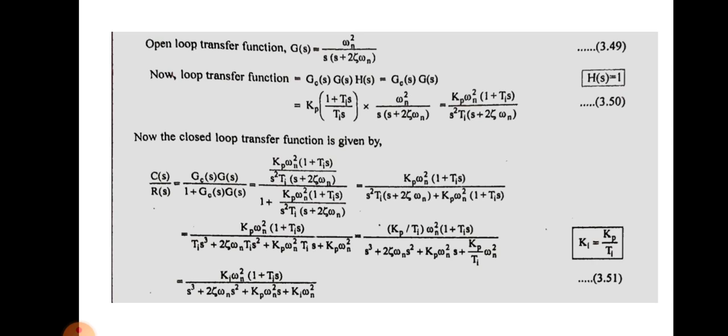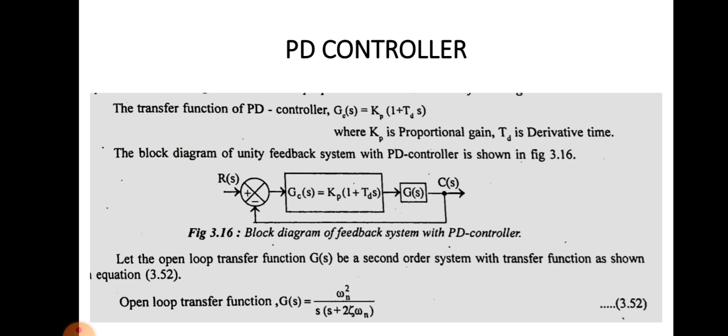Next, we will discuss the effect of the PD controller. You know that PD means proportional derivative controller, and in this case the transfer function of the PD controller is given by Gc(s) = Kp(1 + Td s), where Kp is the proportional gain and Td is the derivative time. We can draw the block diagram of a unity feedback system with the PD controller, which is shown in the figure. The block diagram contains Gc(s) in series with G(s), and the unity feedback is 1. So we can make the analysis.